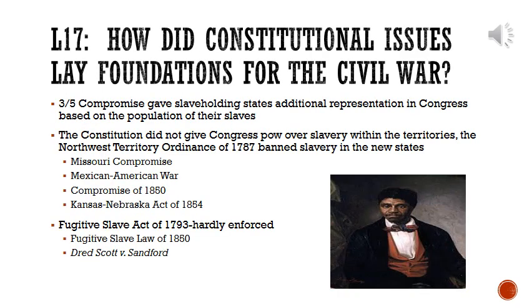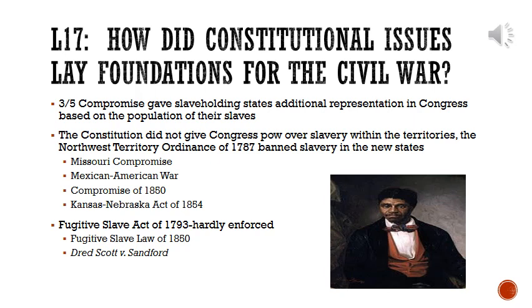Okay, so the Constitution from the convention is going to have some unanswered questions. So how did the Constitution's issues lay foundations for the Civil War? We are going to have the Three-Fifths Compromise. It is going to give slave-holding states additional representation in Congress based on the population of their slaves. There is going to be a slave trade ban that is going to happen in 1808. So after 1808, slaves cannot be imported from Africa. That's going to be part of the compromise as well.